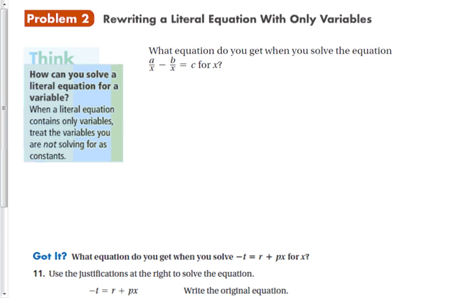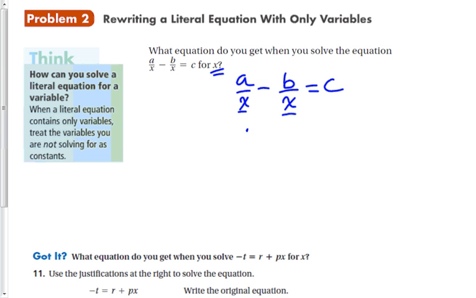The next thing we're going to learn how to do is rewrite a literal equation with only variables. So there are no numbers in here. Now, one of the things you can do to help you out here is think of numbers and how you might do it if there were numbers in there, and then apply that strategy, or just use the properties of equality. So I'm going to start with a over x minus b over x equals c. I want to solve it for x, and what that means is I need to somehow represent this equation with x in only one spot, and x and x are the same number, so that's like a common denominator.